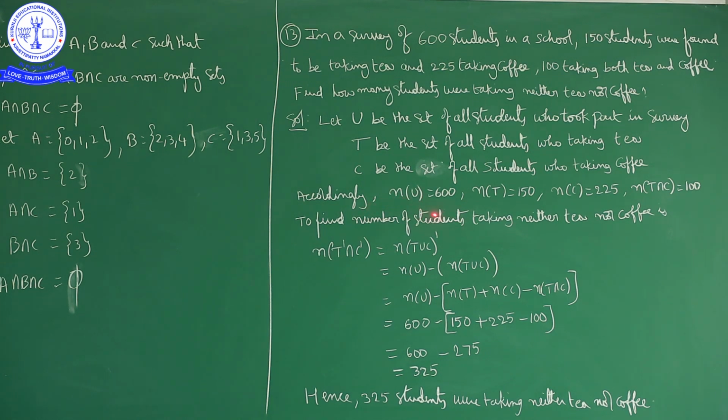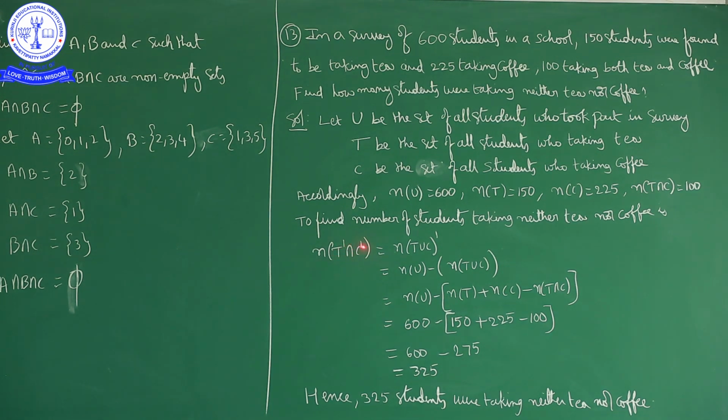Total number of students participating in the survey is 600, that is n(U) = 600. Number of students taking tea is 150, n(T) = 150. Number taking coffee is 225, n(C) = 225. Number taking both tea and coffee, n(T intersection C), is 100. What we have to find: how many students were taking neither tea nor coffee? We have to find n(T complement intersection C complement), meaning neither tea nor coffee.